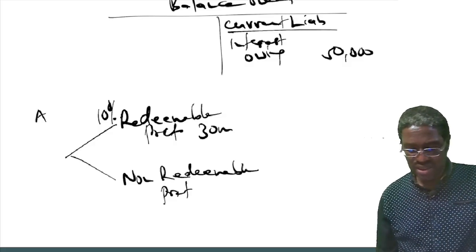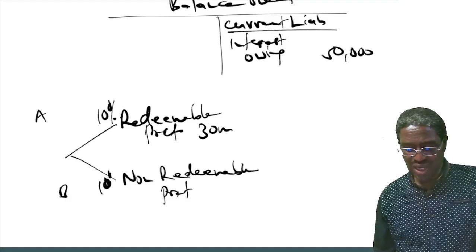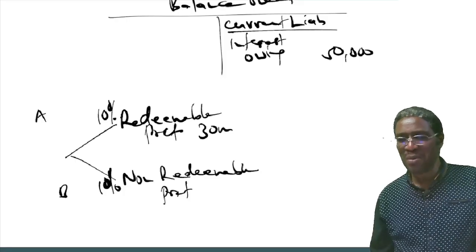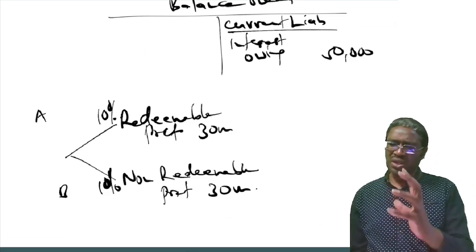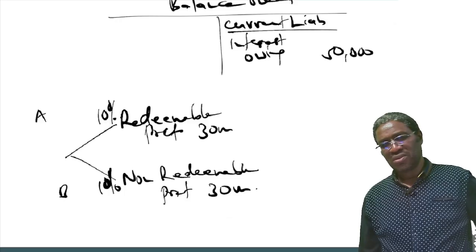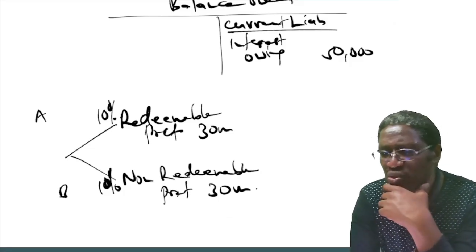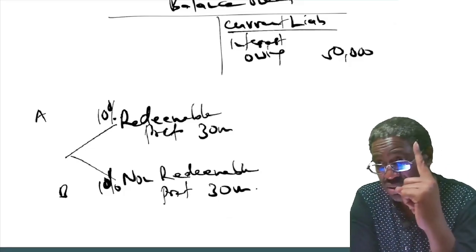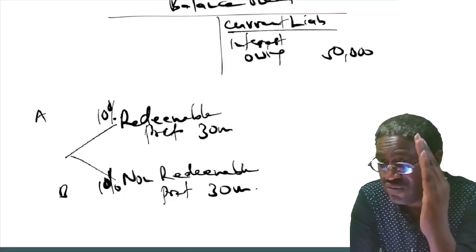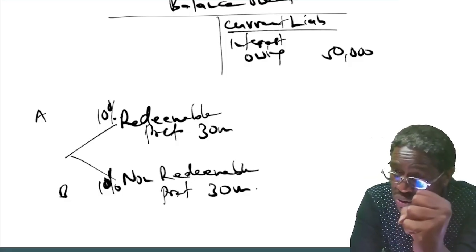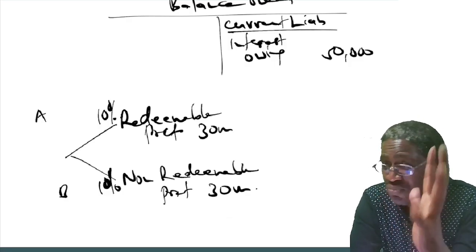Company B also wanted to raise finances, but decided to issue 10% non-redeemable preference shares amounting to 30 million. So both companies raised 30 million. Now, my question to you is this. When these two companies are preparing their balance sheets, first I want to believe you know the difference between a redeemable and a non-redeemable preference share. Those are not new terms to you.